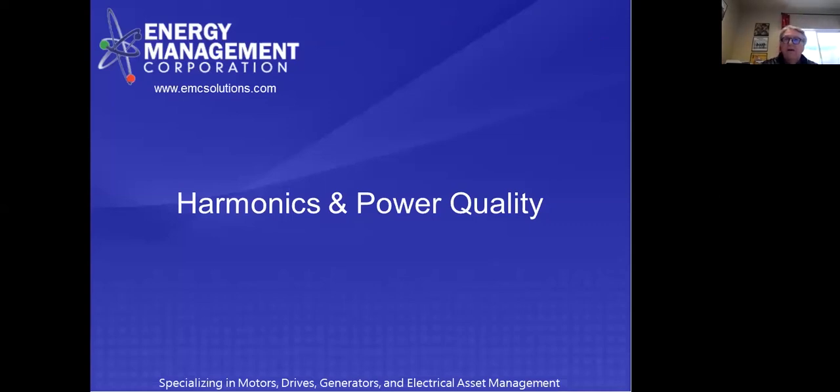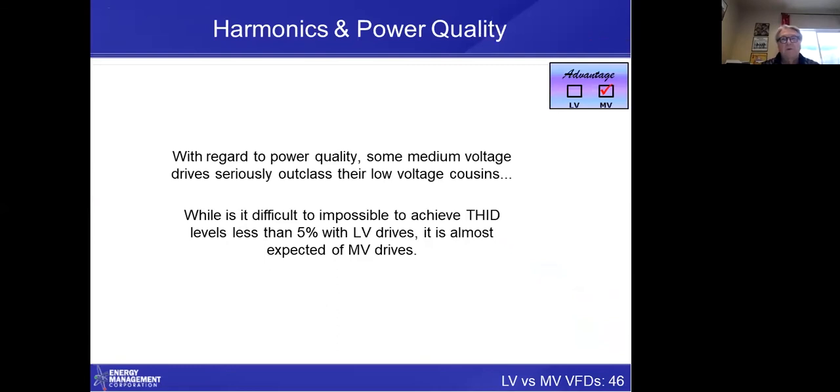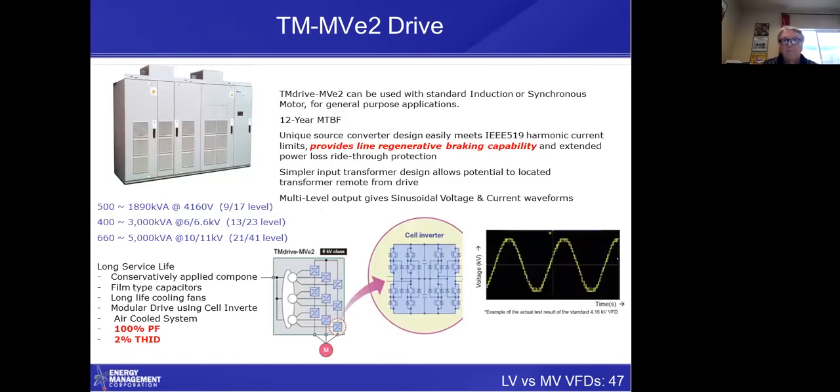Here we have a phenomenal difference, and medium voltage blows low voltage out of the water. Now, a lot of low voltage drives are advertising less than 5% total harmonic current distortion. When we get them in the field and actually measure them, very few of them live up to that. In fact, there's only one drive that we would guarantee would give you 5% harmonics. And even that one only works at higher loads.